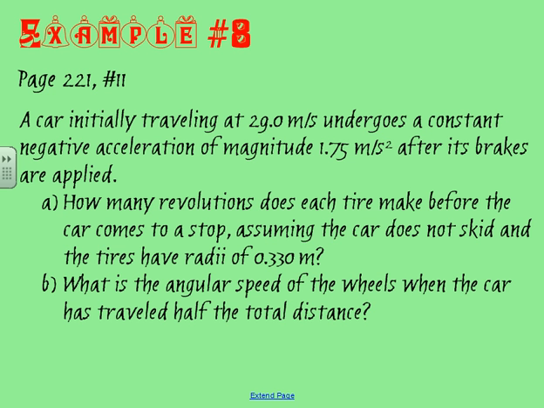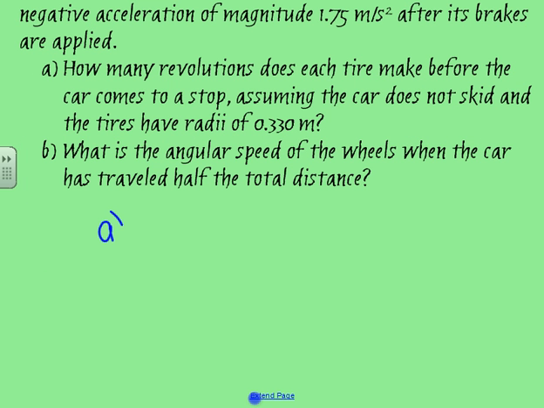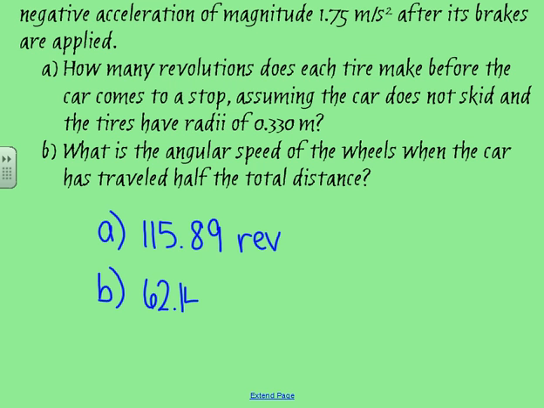The answer to part A is 115.89 revolutions. The answer to part B is 62.14 radians per second. In both of these parts, you can choose to convert first, then use one of the 4 equations of rotational motion, or you can choose to use one of the 4 linear equations first, then convert. If you didn't get these answers correct, go back and try again until you do get these answers.